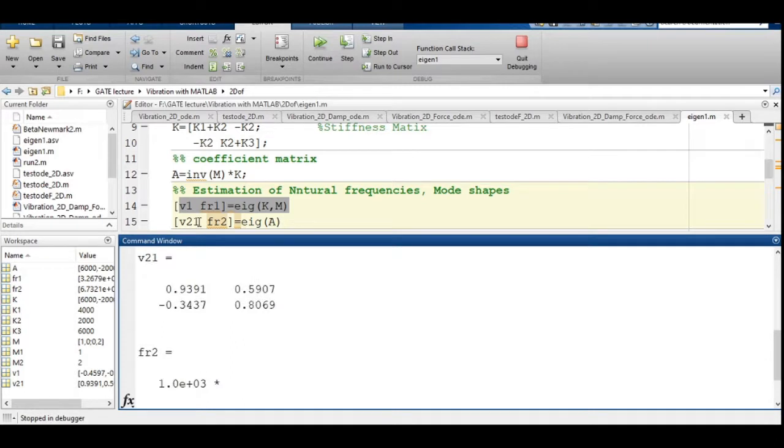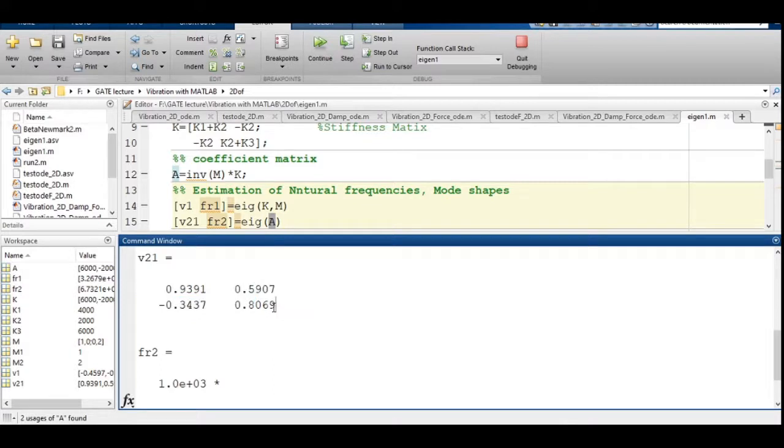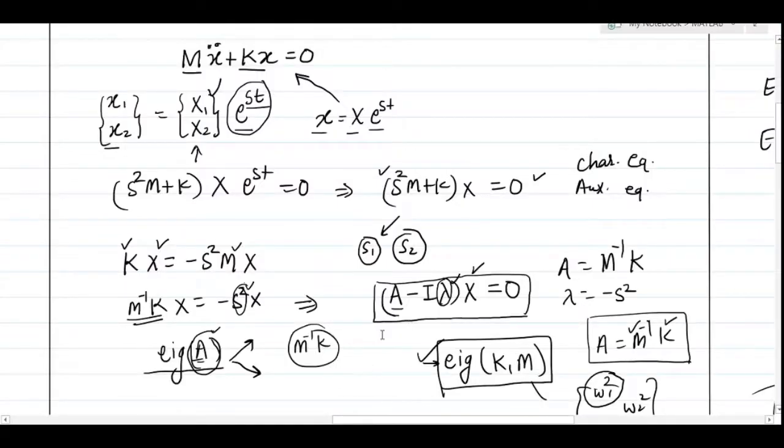Let's see the second. This is my v2. What does V2 mean? The same mode shape, but I have solved it by just giving the coefficient matrix. Here you can see the values are different, but if you take the ratio of these values, you can compare it with v1 and you will find the same value. But please remember, as I said, when you are giving the coefficient matrix as input, the second column represents the first mode and the first column represents the second mode. Please, I'm going back and explaining how it will work.